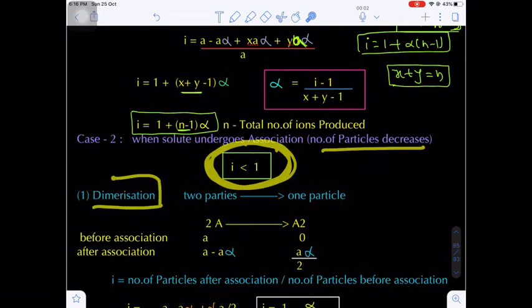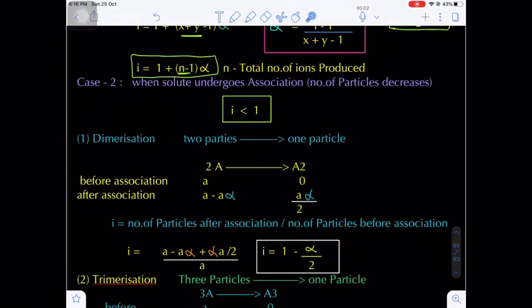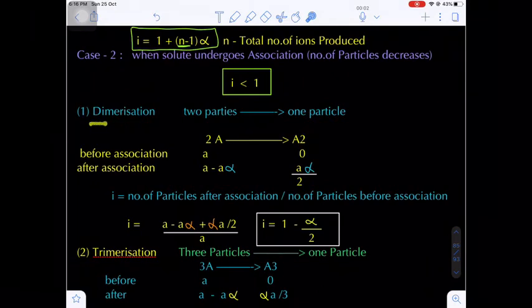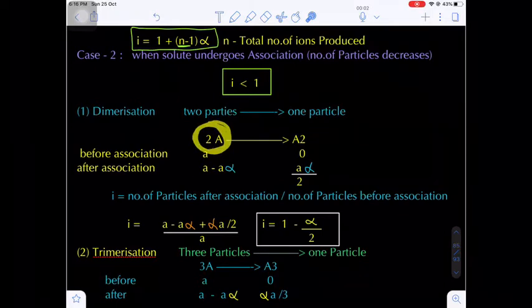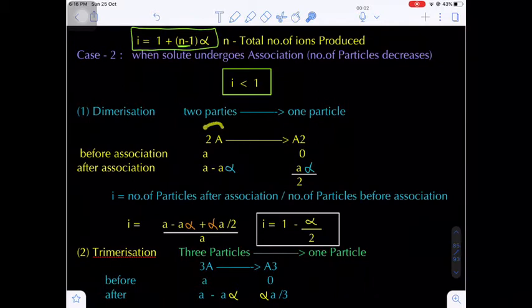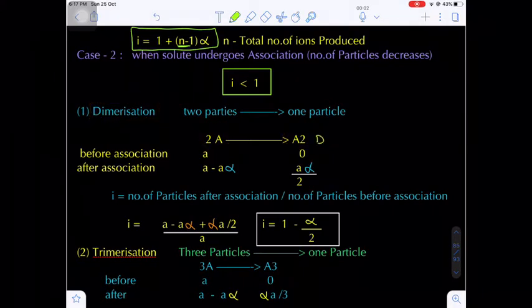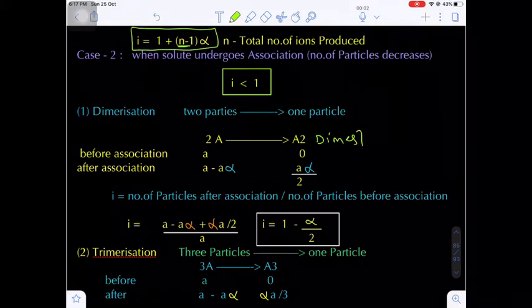And the next one, an example for dimerization. For a solute undergoing association, the best example is dimerization. What is the meaning of dimerization? When 2 particles combine to give only 1 particle, that phenomenon is known as dimerization, and the molecule obtained is known as a dimer. Are you getting my point?